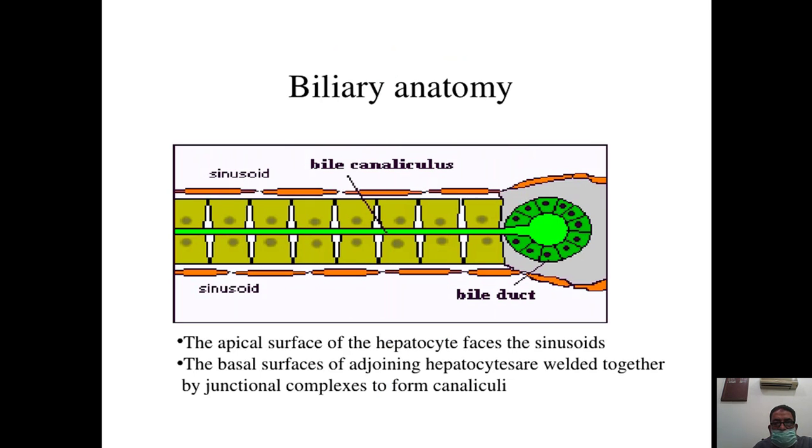Now this is the biliary passage lining epithelium, that is the simple cuboidal epithelium from the bile duct onward. In the sinusoid, the bile canaliculi has no lining. It is the beveled plasma membrane of the hepatocytes. Epithelial lining will be visible in the bile ductule, from the bile ductule up to the bile duct. So this is the histological picture.